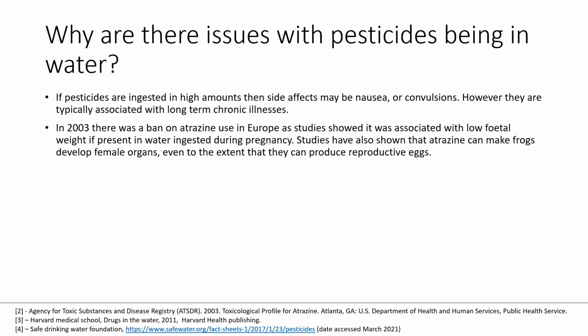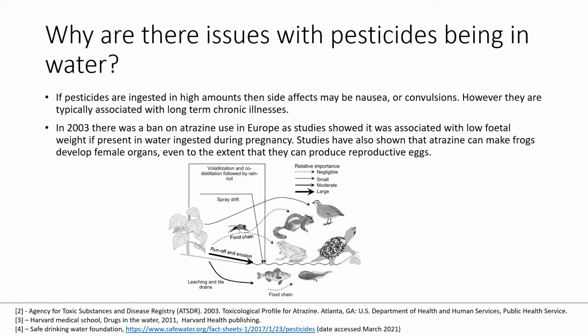Studies have shown that it's similar to how estrogen affects fish. Atrazine can make male frogs develop female organs, even to the extent that they can produce reproductive eggs. So again, the ecosystem will be damaged. You can see in this diagram that the largest effect is through runoff and erosion. So this is through agriculture, the pesticides running off into the rivers, etc. And this is where you see that it affects the frogs, because frogs live on the surface level, and it has a very large effect on that.